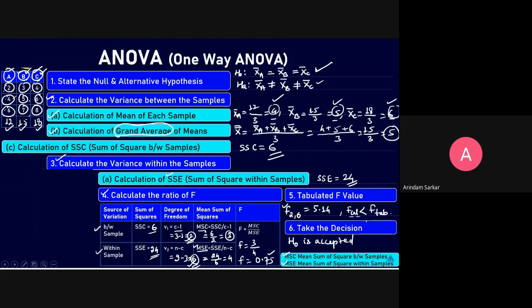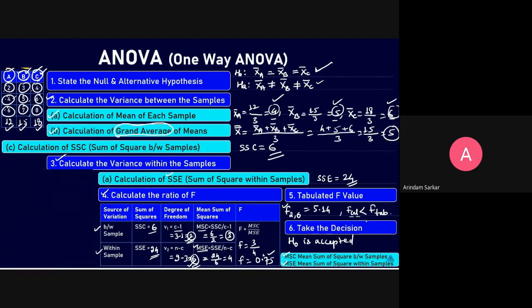So what is the MSC? MSC is SSC by C, the mean sum of squares. This is SSC by C minus 1. So 6 divided by 2 equals 3. So now here we got 3. Now F equals MSC by MSC. In the next row, I can calculate MSC as 4. So if I calculate 3 by 4, it will give me 0.75. So this 0.75 I got as the F value, right? This is my calculated F value.